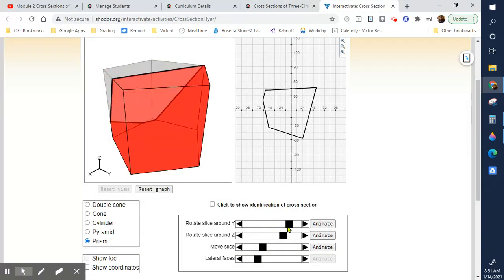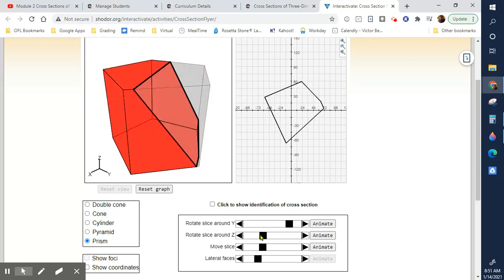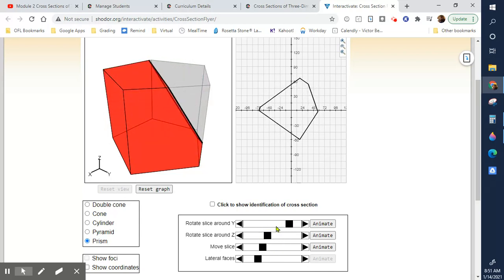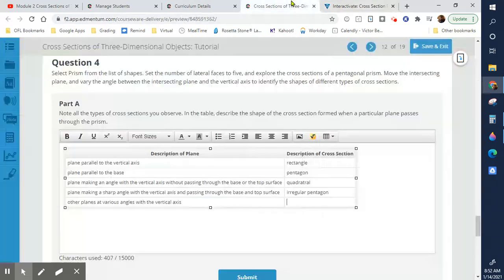So shapes from, and I remembered that from the problem that we did. So shapes from triangle to pentagon.